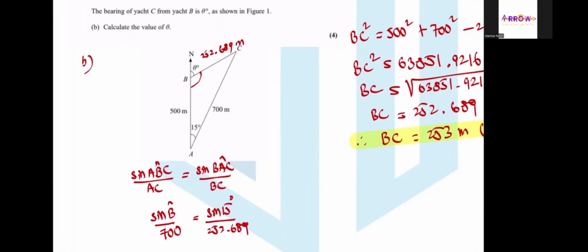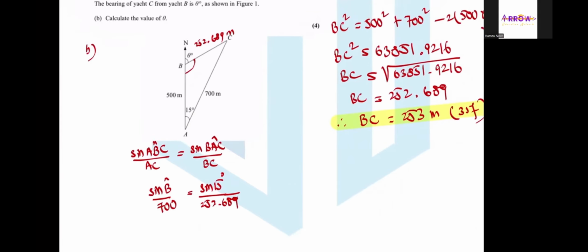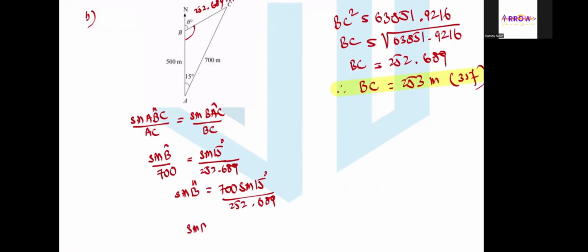As we can see, this angle ABC, which is inside the triangle, is an obtuse angle. And as we know, when sine is positive, the angle can either be acute or obtuse. But in this case, angle ABC is obviously obtuse. So sine B will equal 700 multiplied by sine 15 divided by 252.689. Let's find the value of sine B over here.